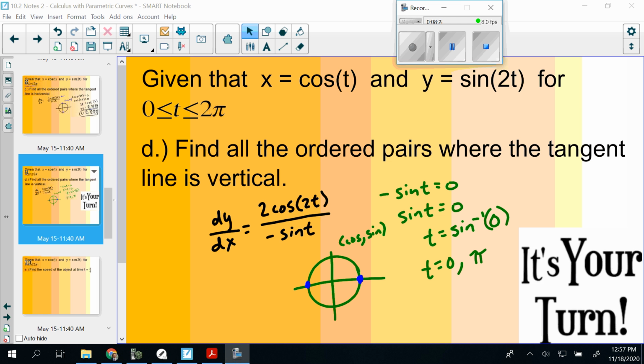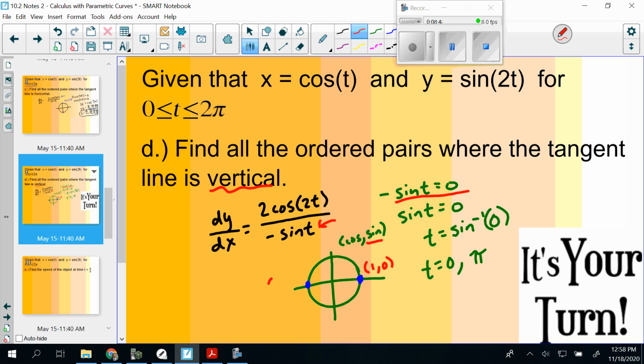So if you want to find where the tangent line is vertical, that's where the denominator equals 0. So set the denominator equal to 0. Dividing by that negative just means sine is going to be equal to 0. Again, on the unit circle, sine is going to be 0 any place where the y value is 0. So that would be here at (1, 0) and at (negative 1, 0). And the angles for those would be 0 and, over here, 180 degrees or pi. So those would be the two places where that would be.